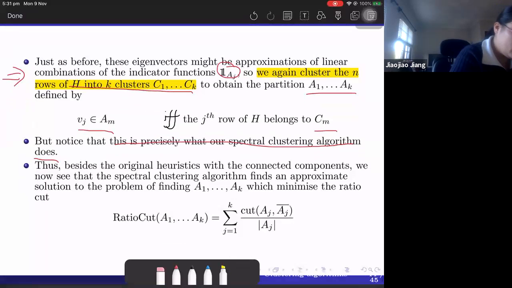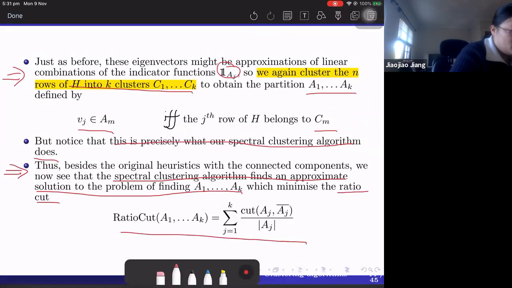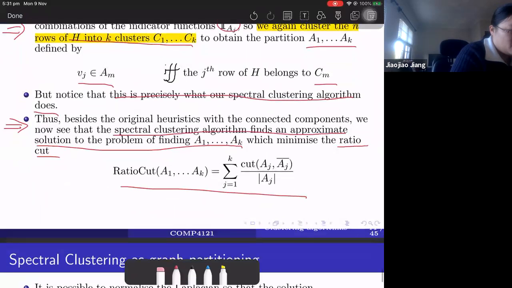Okay, and besides the original heuristics with the connected components, we now see that the spectral clustering algorithm finds an approximate solution to the problem of finding A1 to AK, which minimizes the ratio cut in graph partitioning.